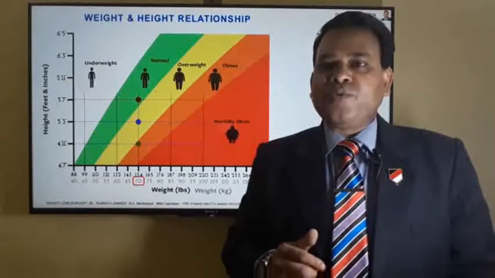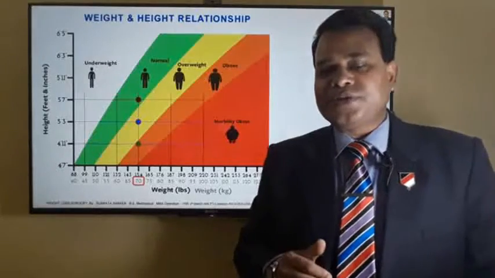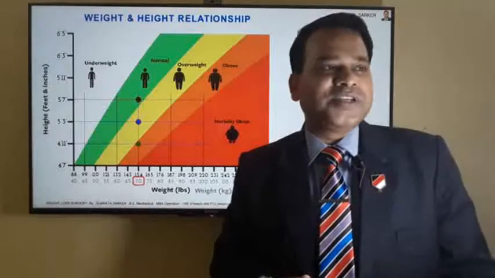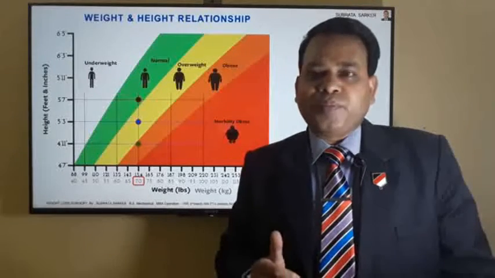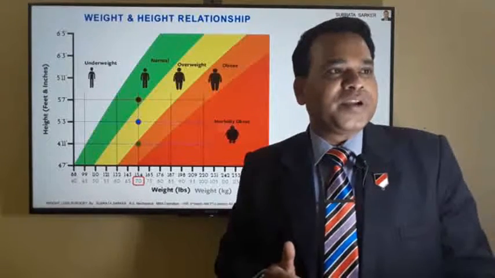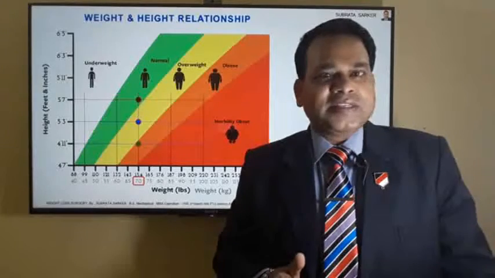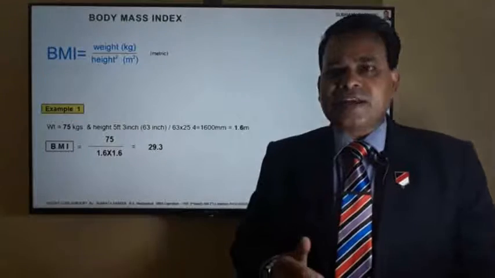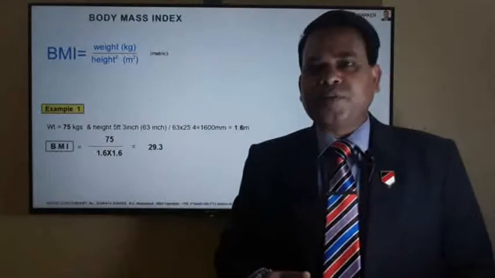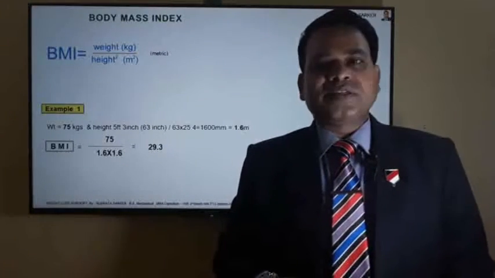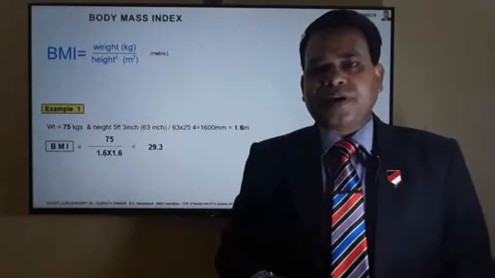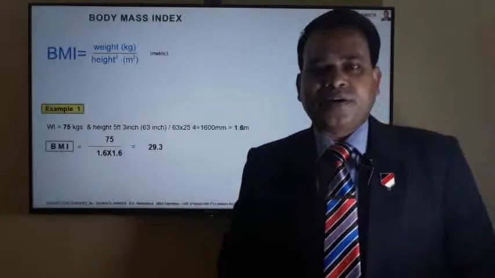And for the same weight of 70 kg, if the height of the person is, say, 4 feet 11 inch, then this point will come in this brown area, which is basically the obese area. So this is technically called body mass index, or BMI. The formula is your weight in kg divided by your height in meter square.